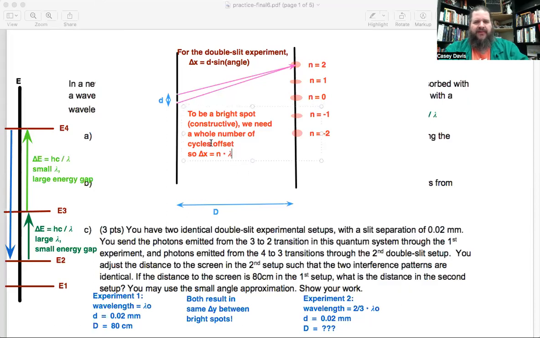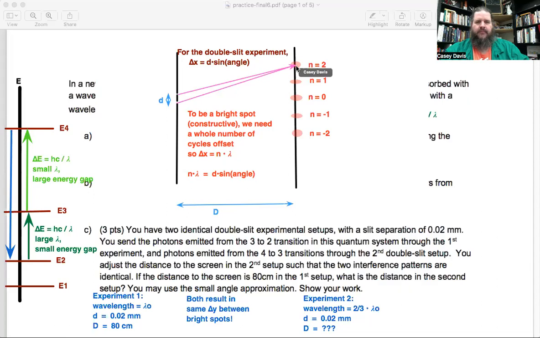So we could write this as, if we put this all together, we get n times lambda has to equal d times sine of the angle, usually written as theta. So that would be our usual equation for getting a bright spot on this pattern. Any questions on that so far?